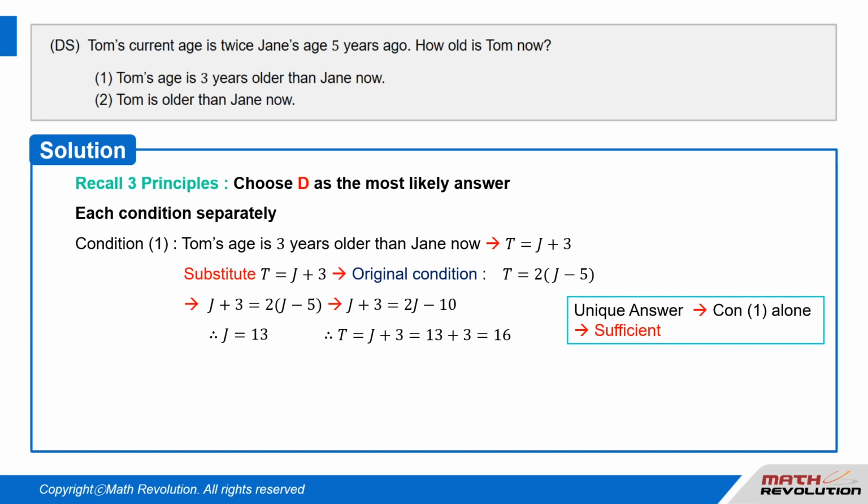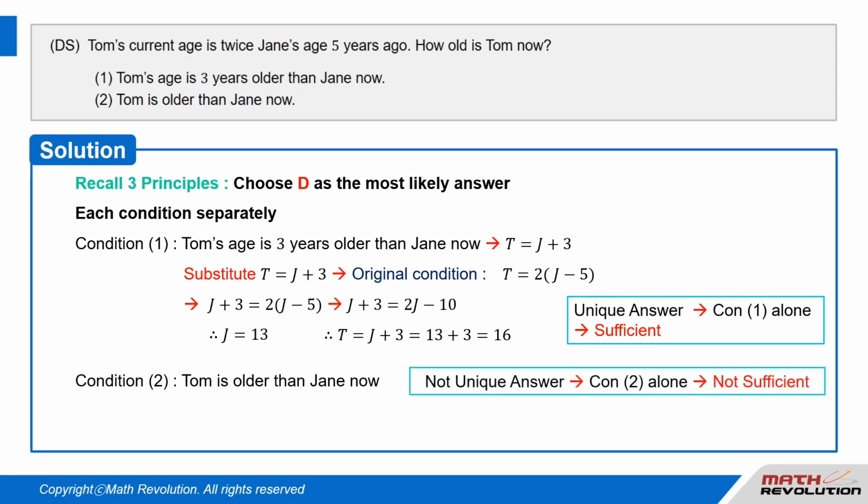Many age questions appear in the GMAT math exam, so it is important to be familiar with this type of question. Condition 2 tells us that Tom is older than Jane now. Since it is not a unique answer, this condition is not sufficient. Condition 1 alone is sufficient, so A is the correct answer.